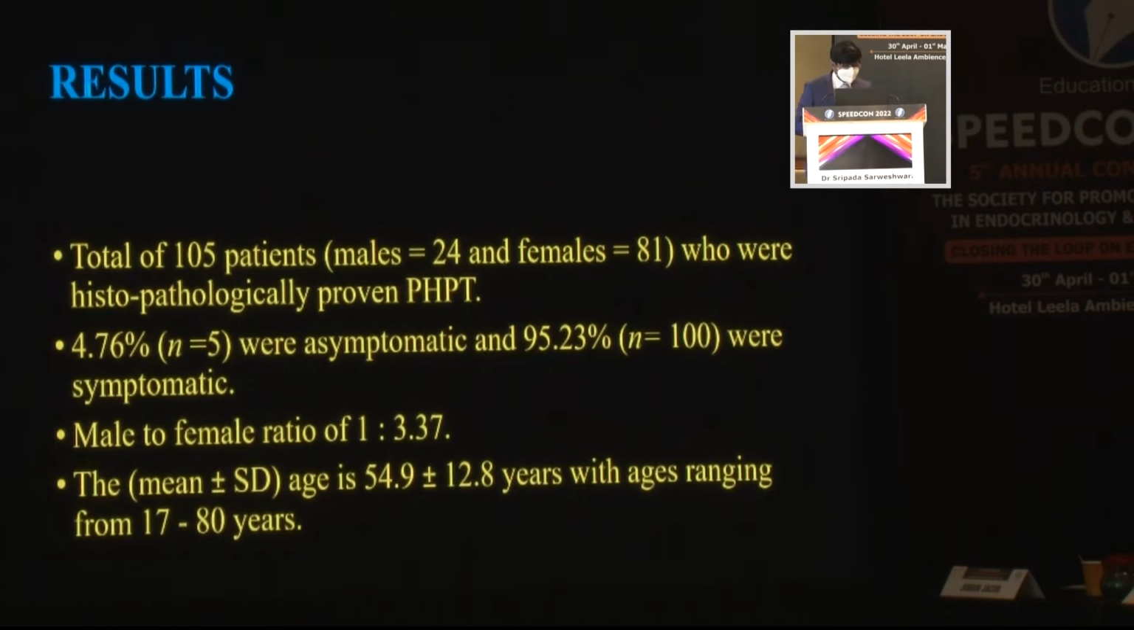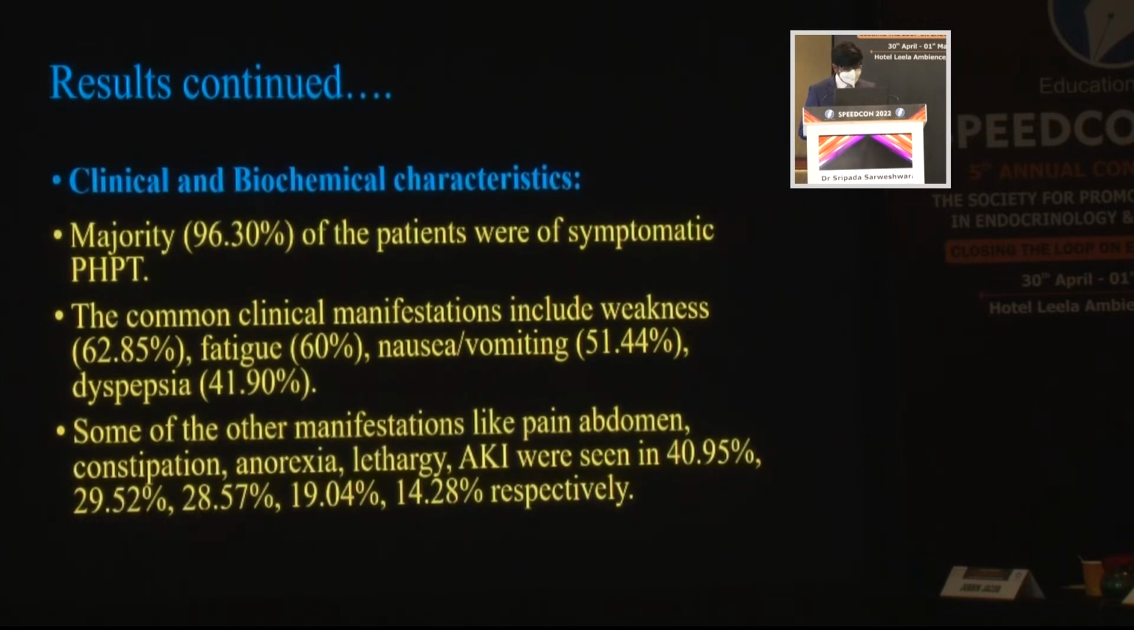Coming to results, we had a total of 105 patients, out of which 24 were males and 81 were females, who were histologically proven as primary hyperparathyroidism, out of which 5 were asymptomatic and 100 were symptomatic, with a male to female ratio of 1:3.3, and the mean age of presentation was 54.9 plus or minus 12.8 years. The age range was 17 to 80 years.